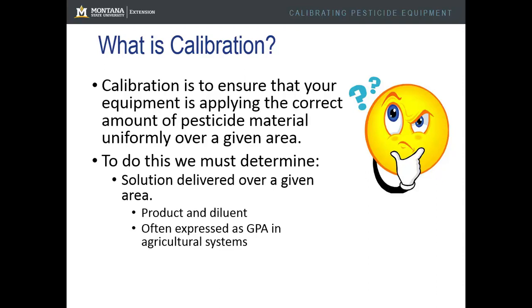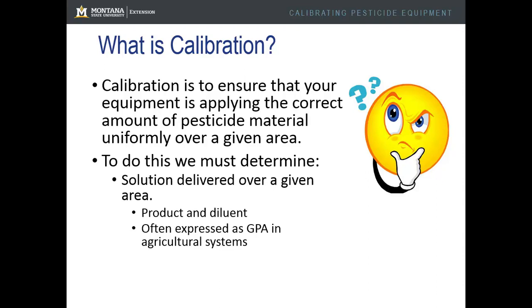Calibration is to ensure that your equipment is applying the correct amount of pesticide material uniformly over a given area. We must determine solution delivered over a given area to understand the total product and diluent to add to a spray tank. Diluent is the carrier added to the spray tank, in which the pesticide product dissolves. In most cases, this is water.